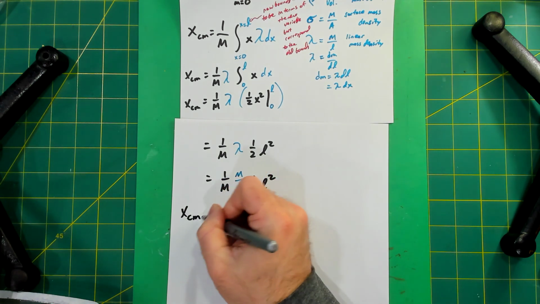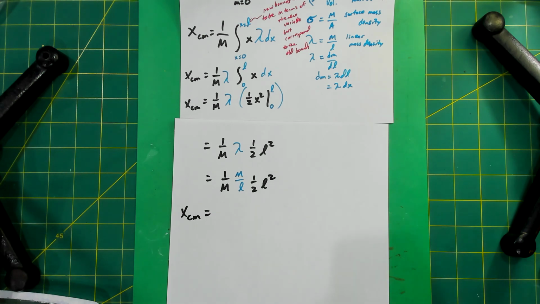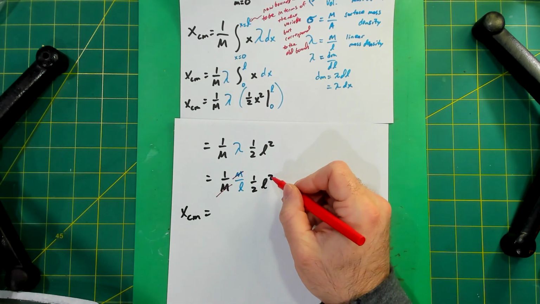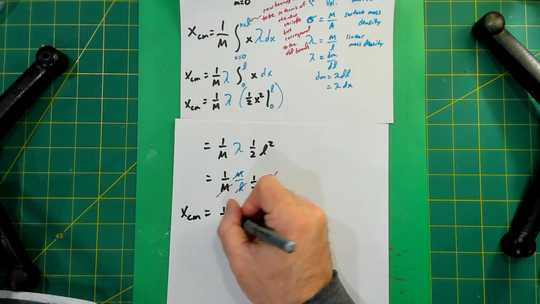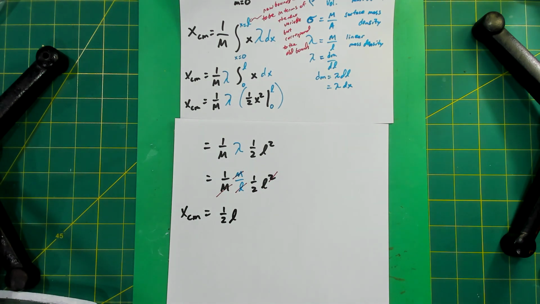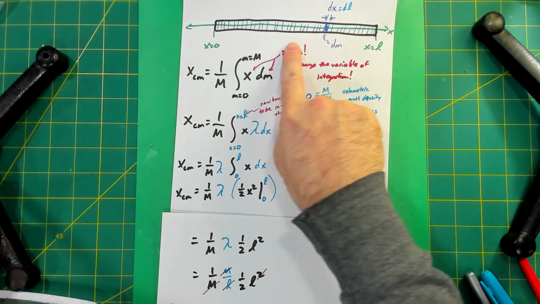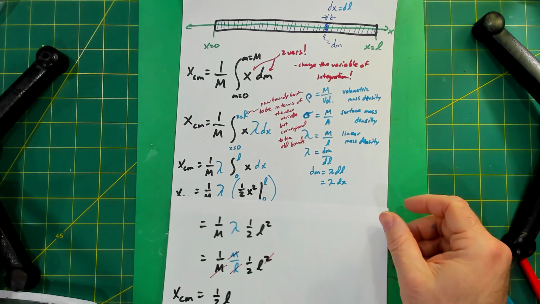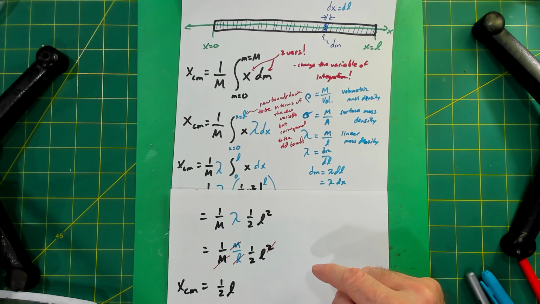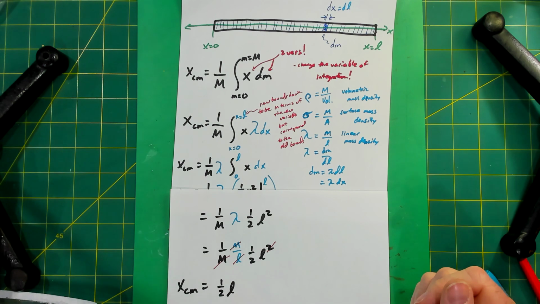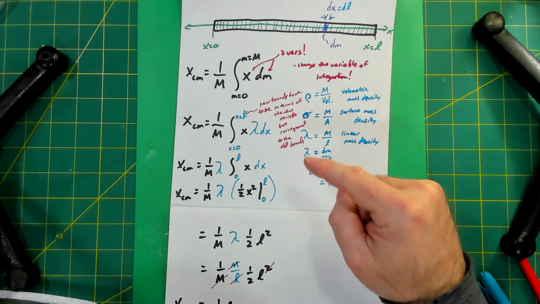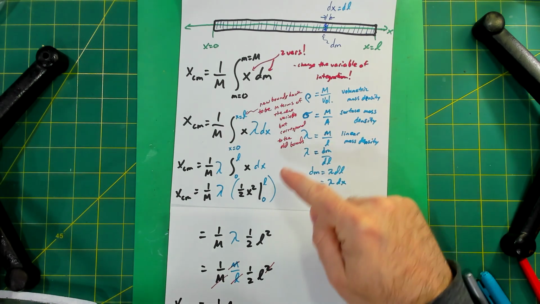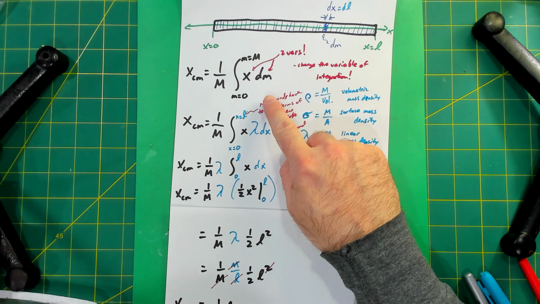And now, wonderful things happen. This m is going to cancel that m, and one of these L's is going to cancel that L. And what's left? What's left is just 1/2 L. And sure enough, that is what we knew. We knew the center of mass had to be at 1/2 L. It had to be right in the middle. This was nice and symmetric. And so sure enough, this process gives us that answer, which is what we would expect. Okay, so that is just an example of using the linear mass density to change the variable of integration so that we can solve using the integral form of the center of mass equation.